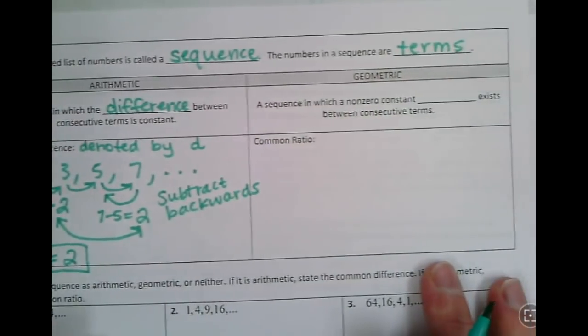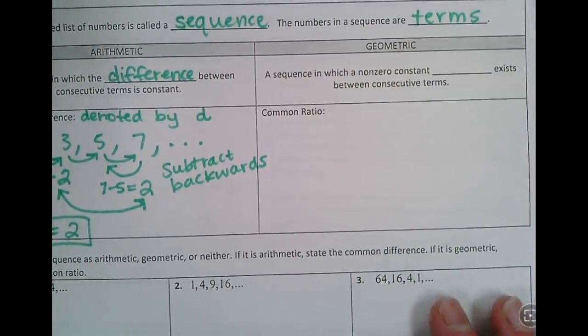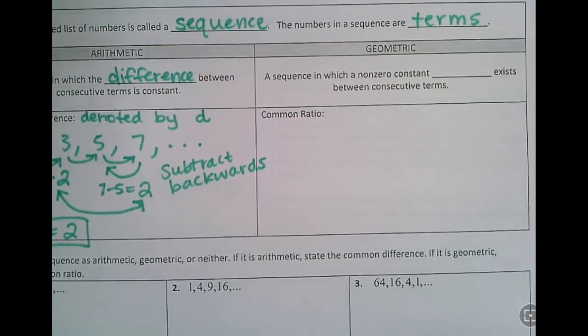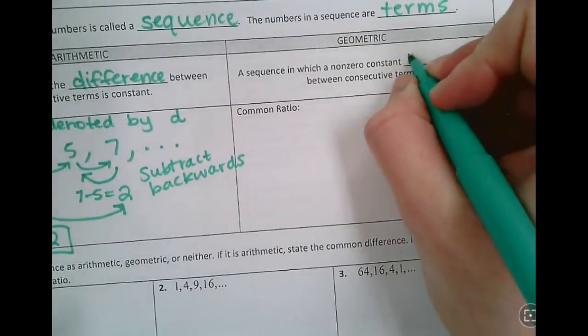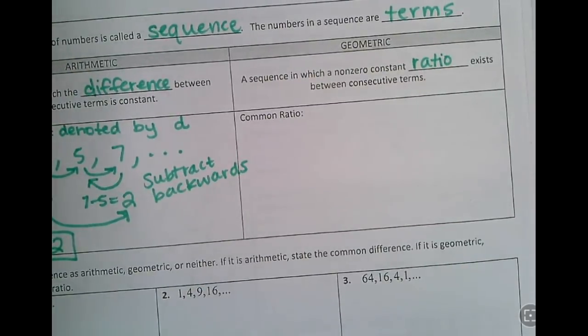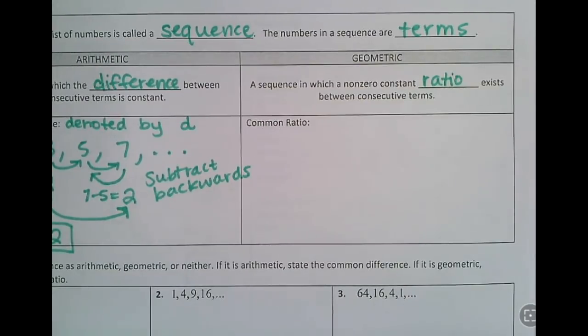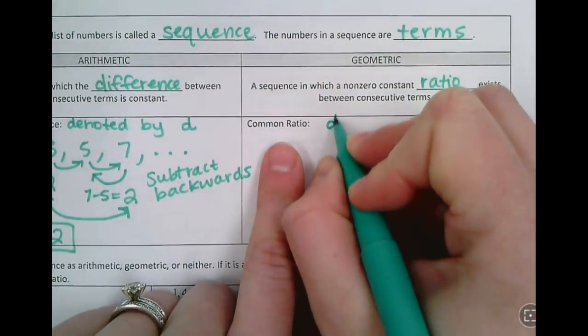Now we have our geometric sequences. A geometric sequence is one in which a non-zero constant ratio exists between consecutive terms. Before we had a common difference, now we have a constant ratio, which we call the common ratio. The reason it cannot be 0 is because if it were 0, you would not have a sequence that went up by a certain amount.